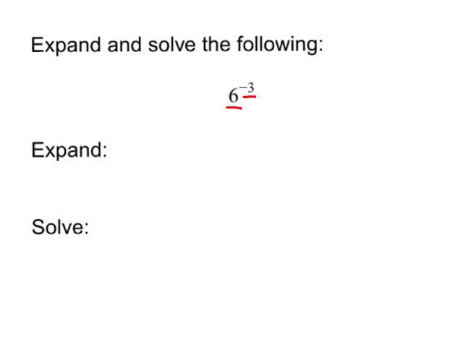I know that when we have a negative exponent, it means we need to do the opposite of multiplication. The opposite of multiplication is division, and I can write division as a fraction. So instead of 6, I can write 1 over 6. I need to expand this 3 times because my exponent is negative 3, so it's going to be 1 over 6 times 1 over 6 times 1 over 6.